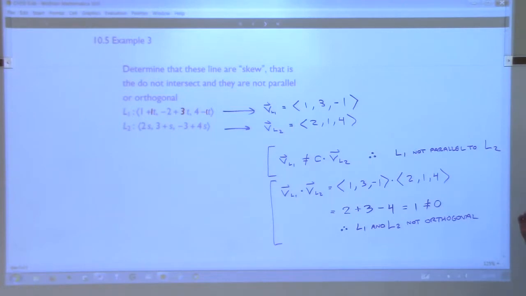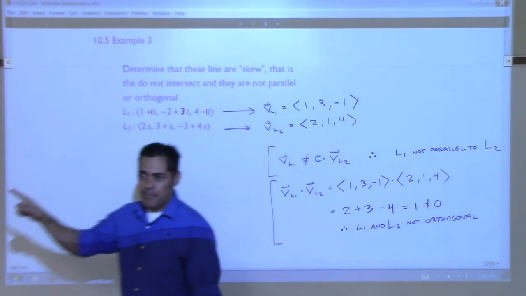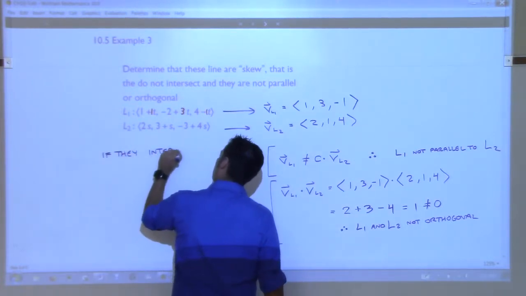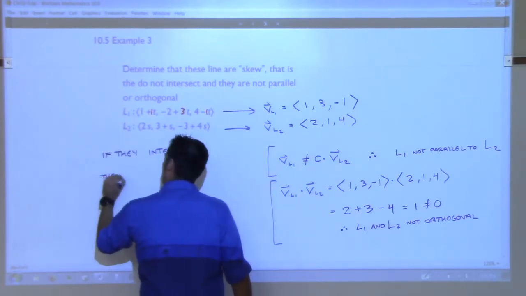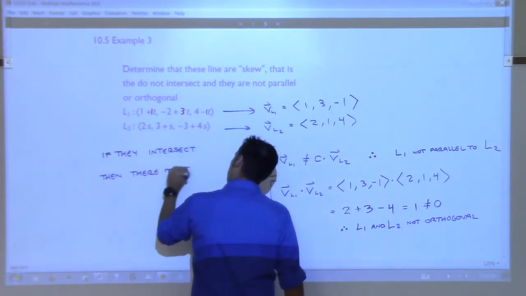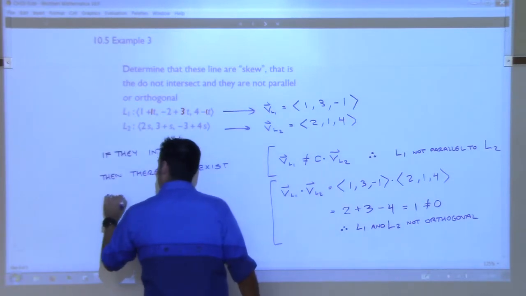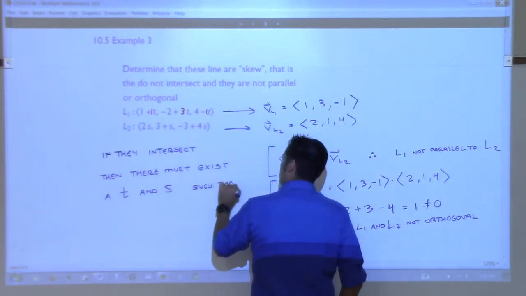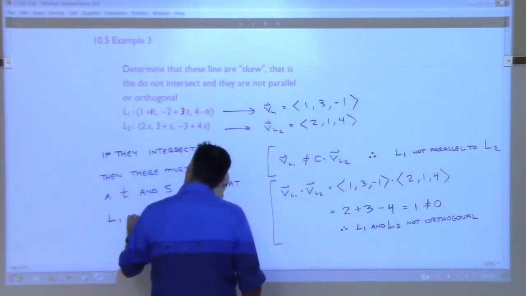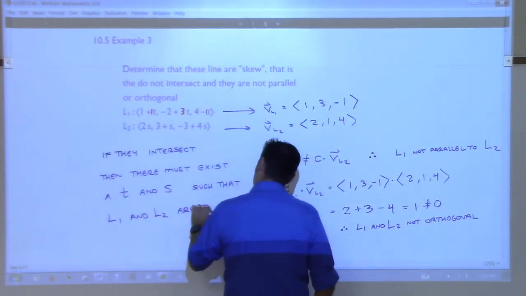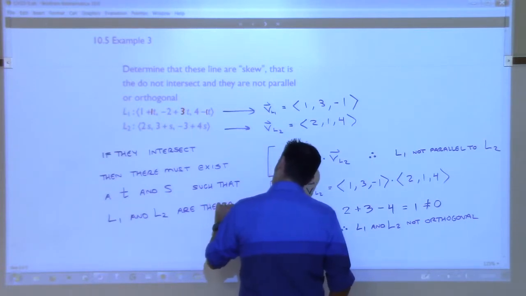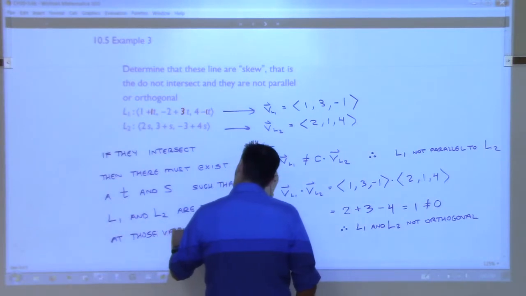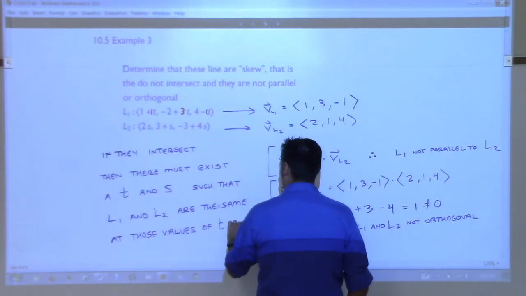Okay, think about this. If these hit each other, if they intersect, then there must exist a t and s such that L1 and L2 are the same at those values of t and s. I know this sounds weird, but let me just try and explain it.